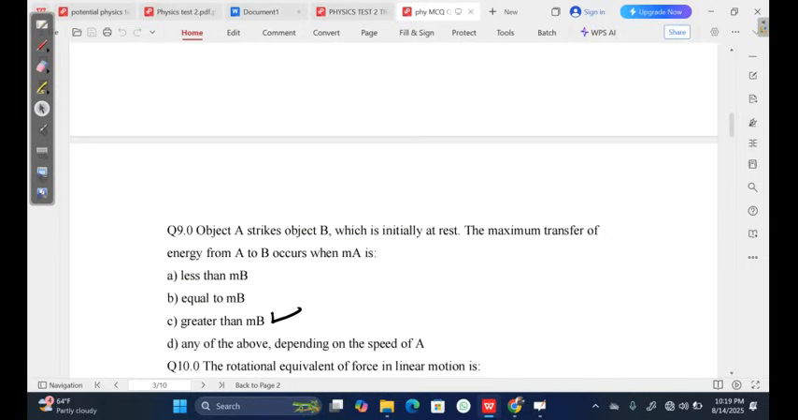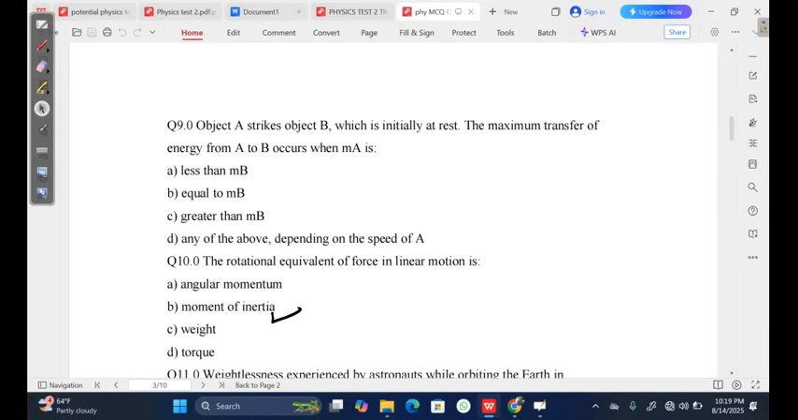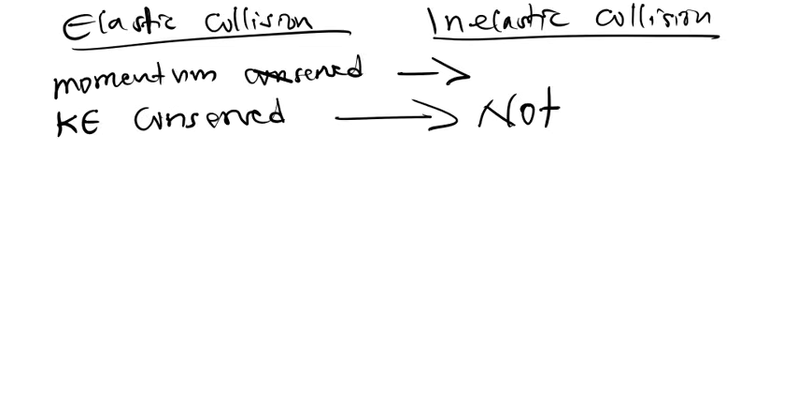Okay, question 9. Question 9 is saying object A strikes object B, which is initially at rest. The maximum transfer of energy from A to B occurs when MA is, that's the question that we have. What I want you to understand is that under conservation of energy, it's under elastic collision, but I'm going to explain using this principle.